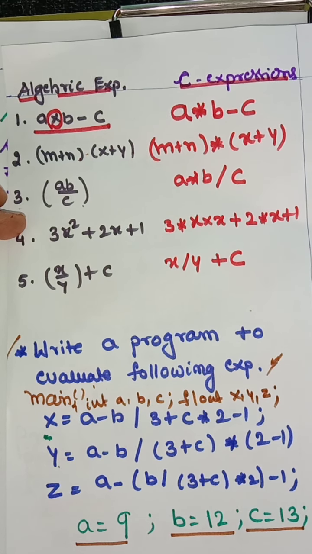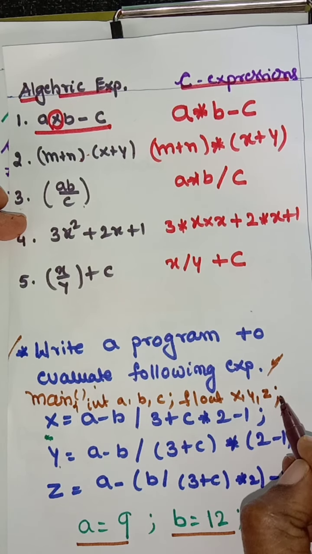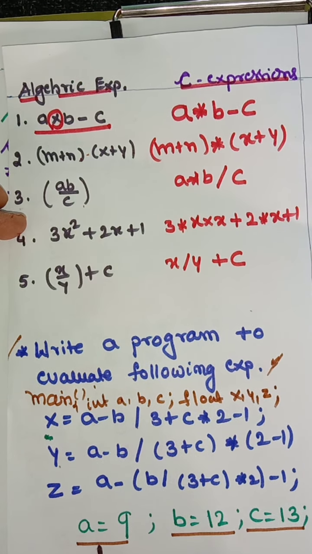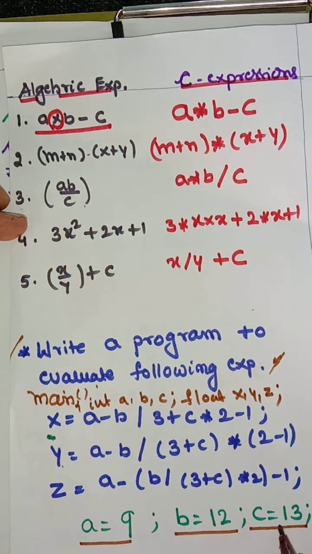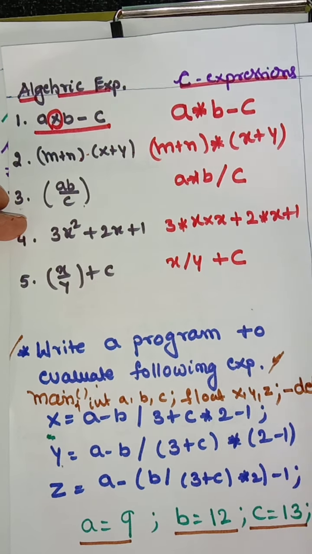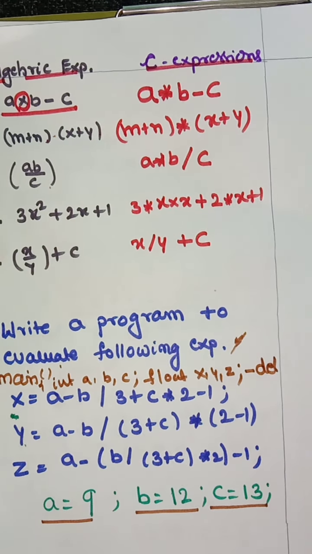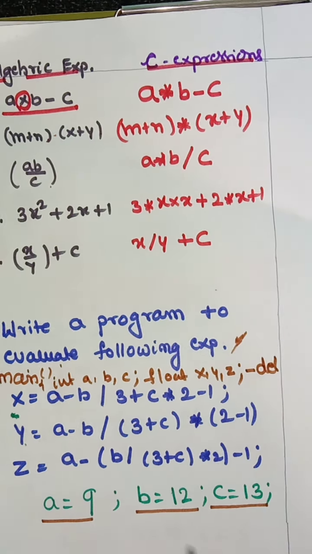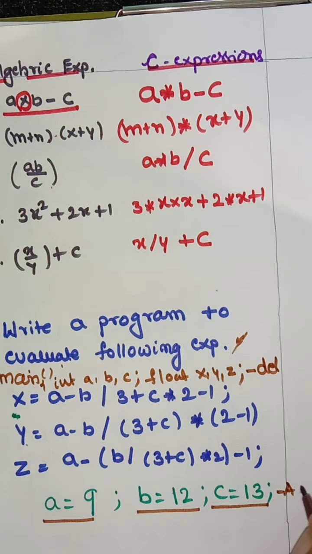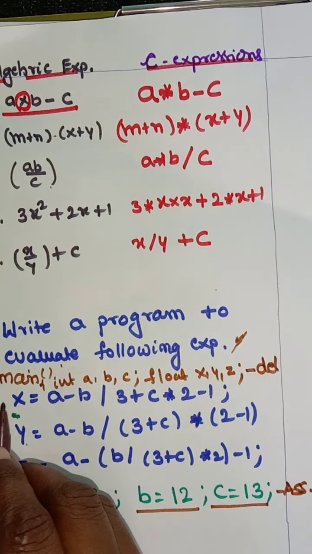But when you are writing the program, first you write the main declaration. Afterwards, you write a equal to 9, b equal to 12, c equal to 13, and next you write the expression. This is very important because in a C program it executes line by line. First you have to declare, afterwards you assign the values, next you write the expression. Okay, so I will write here.